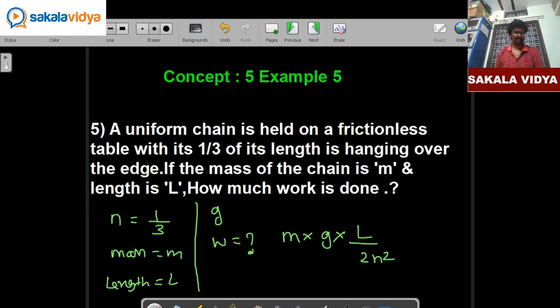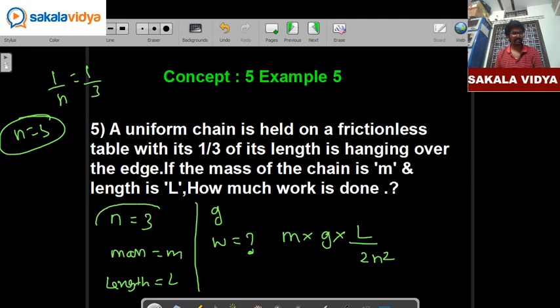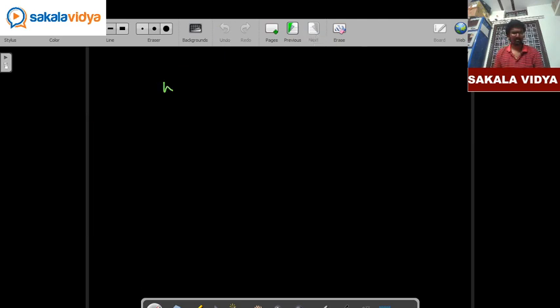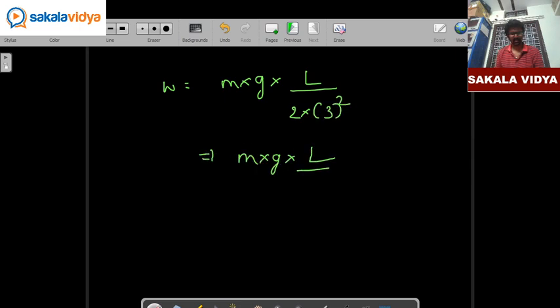Here our n value will be 3, since the nth part means 1 by n, which is 1 by 3. So n is equal to 3. When we substitute this, we get work done equal to m into g into L by 2 into n square, which is 3 square. So m into g into L by 2 into 9. So mgL by, 9 twos are 18.